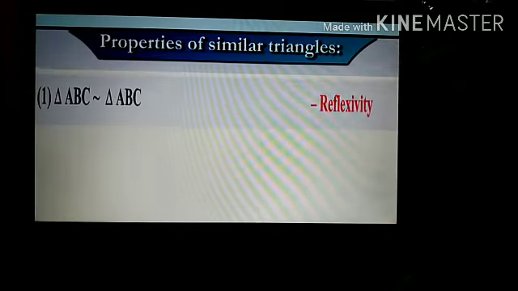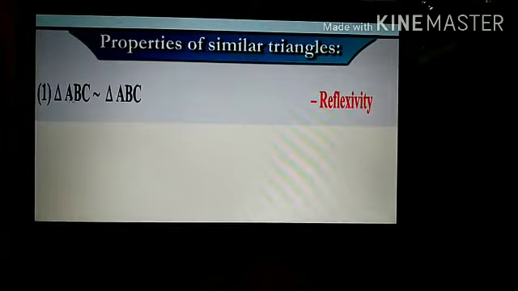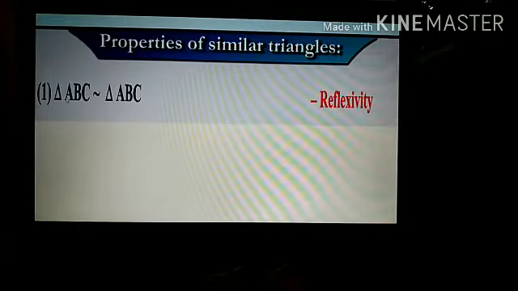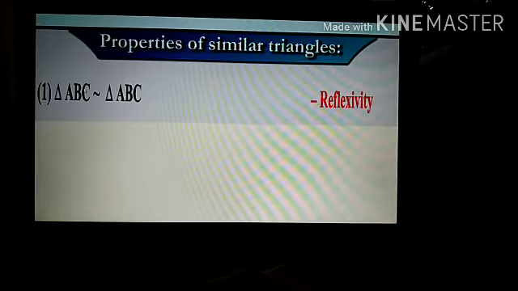Now let us see the properties of similar triangles. First property. Here, as you all can see, we have triangle ABC similar to triangle ABC. Where a triangle is similar to itself, this property is called the property of reflexivity, where the given triangle is similar to itself.